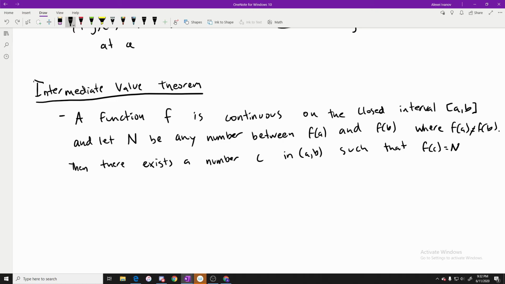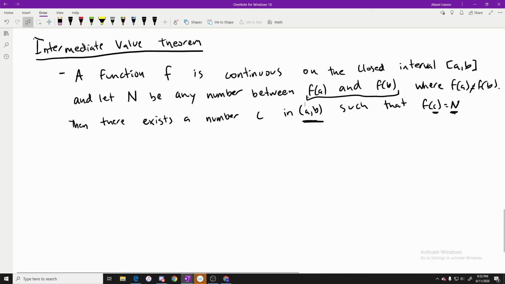If this is the case, then we can say that there exists a number c within this, which is not a closed interval, meaning it's exclusive of a and exclusive of b, such that f of c, whatever this c is, is equal to this value that is in between f of a and f of b. So if we think about it, this is very obvious, and I'll show you why graphically.